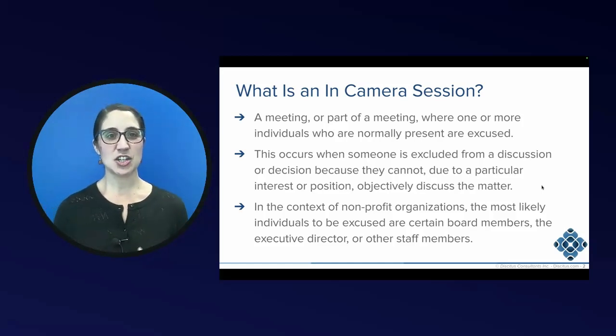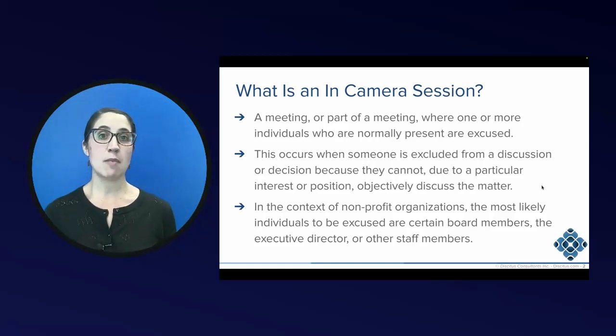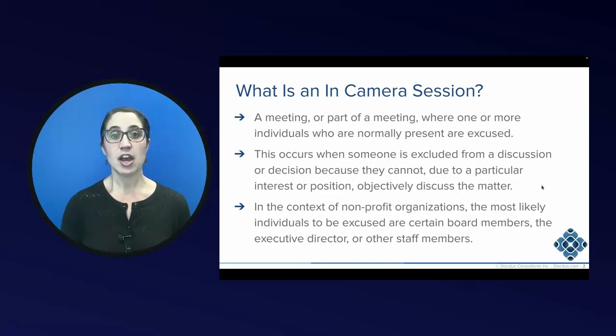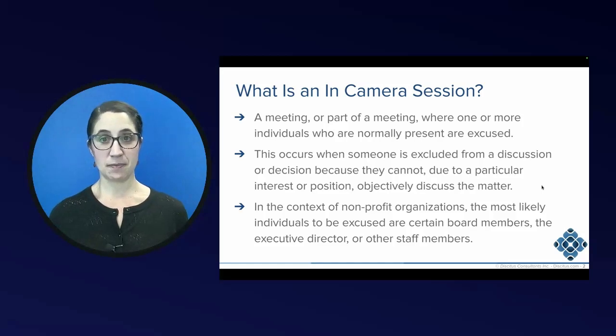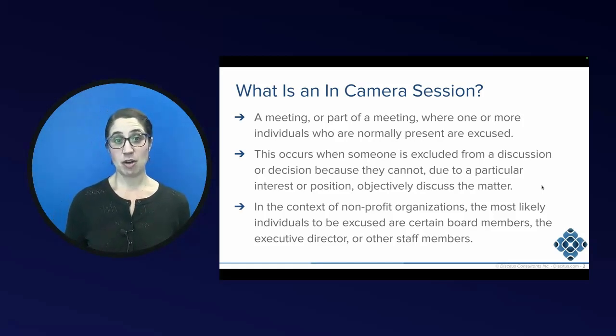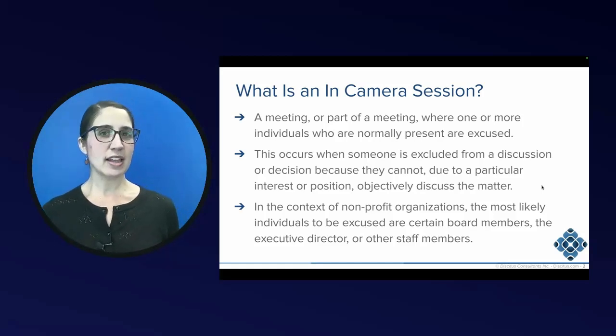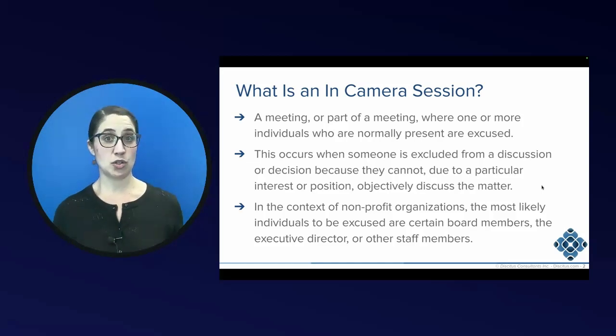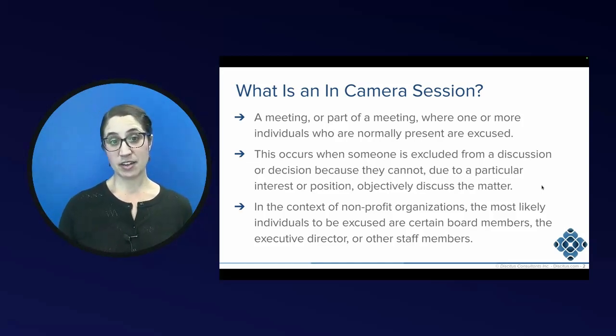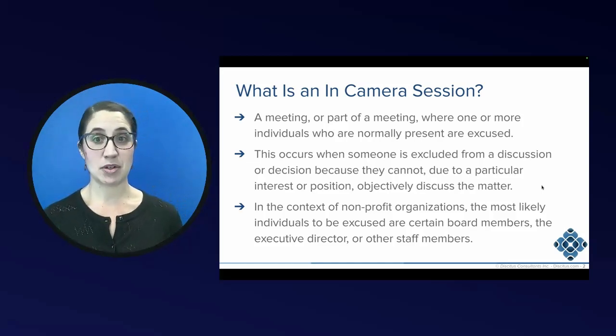So an in-camera session is a meeting or part of a meeting where one or more individuals who are normally present are excused. This occurs when someone is excluded from a discussion or decision because they cannot, due to a particular interest or position, objectively discuss the matter. In the context of nonprofit organizations, the most likely individuals to be excused are perhaps certain board members, the executive director, or other staff members.